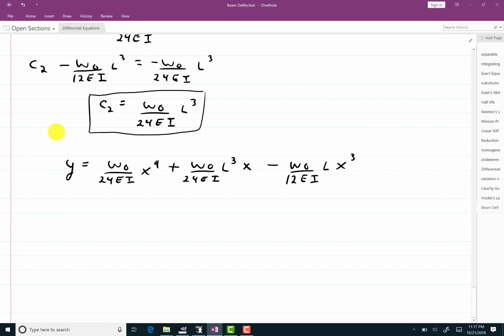Nearly every book that I know of will simplify this to some extent because there's so much writing here. For example, I will factor out a W naught over 24 EI, and that'll leave me with x to the fourth plus L cubed x. Now, when I take a 24 out of here, that will leave me with 2 minus 2Lx cubed.